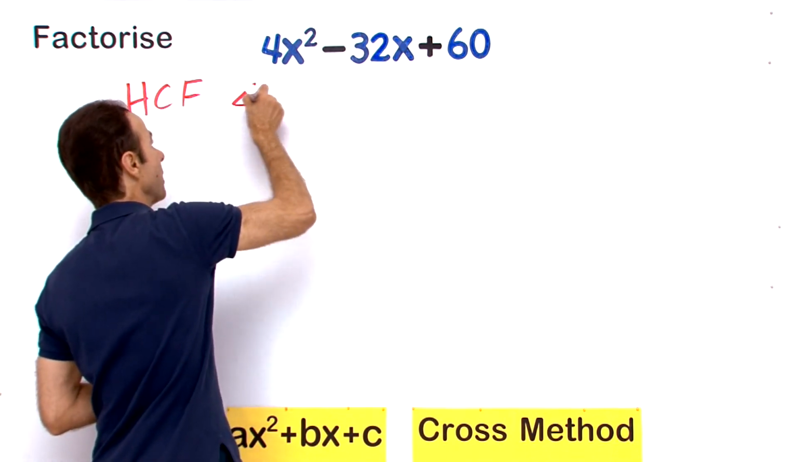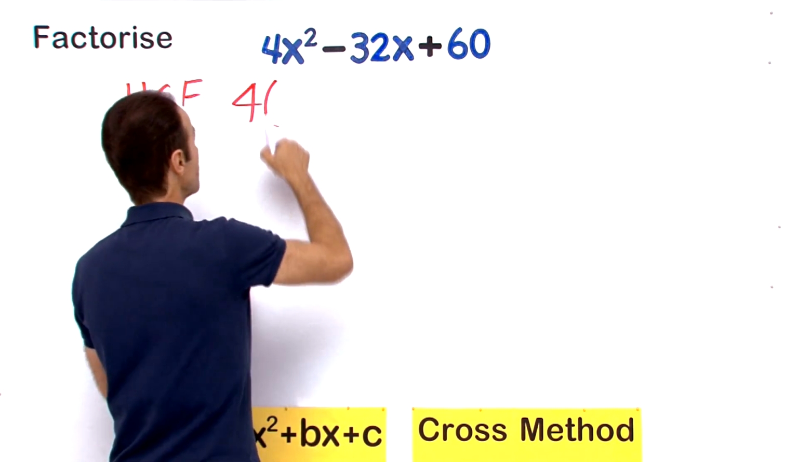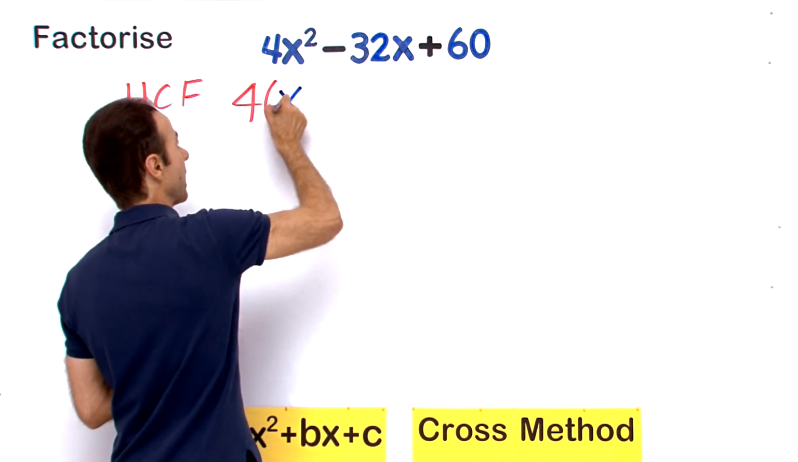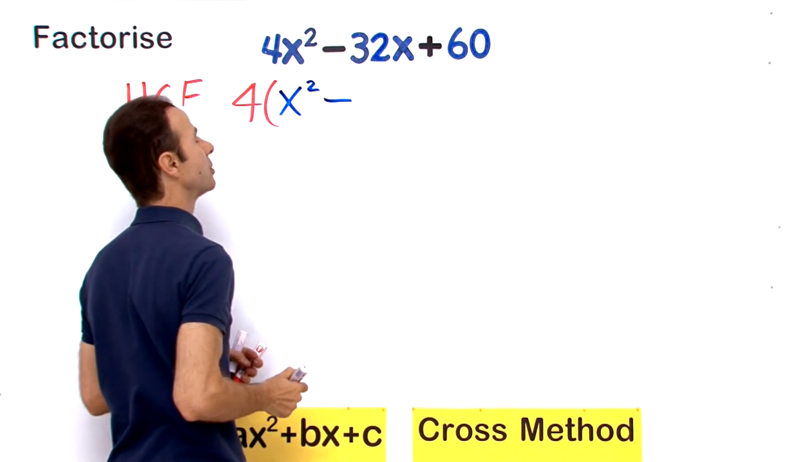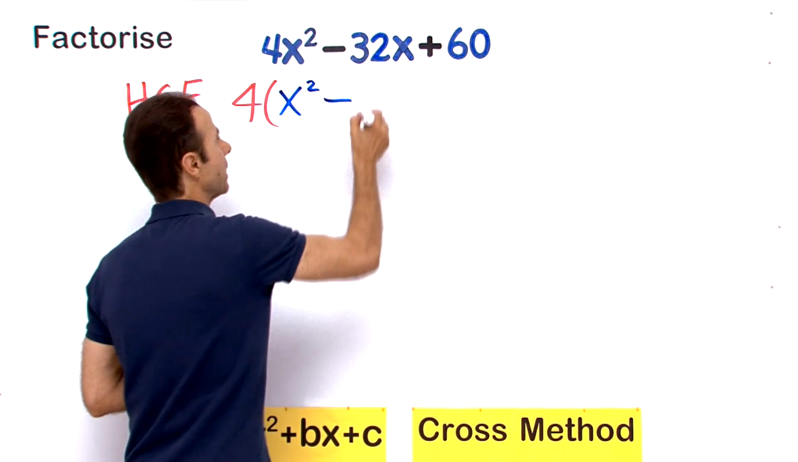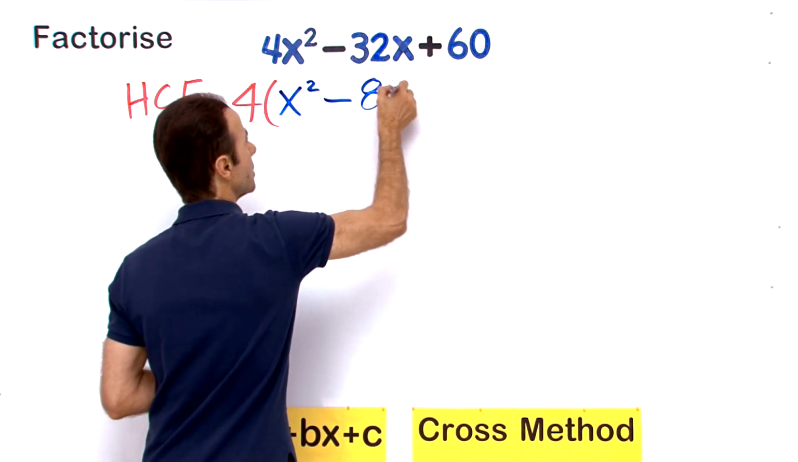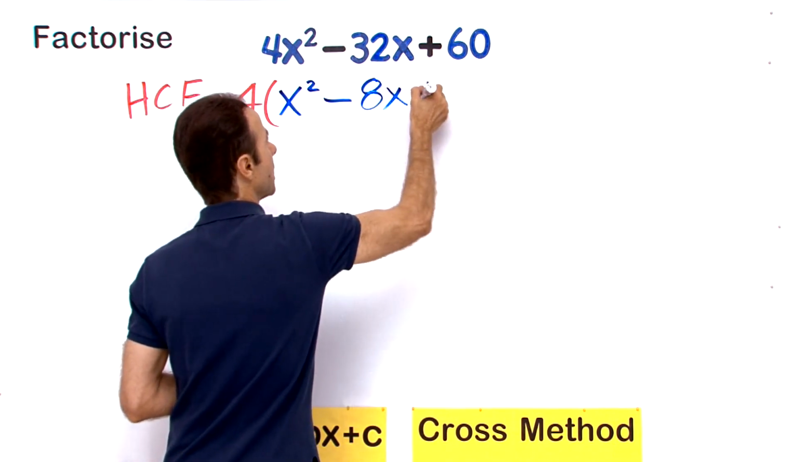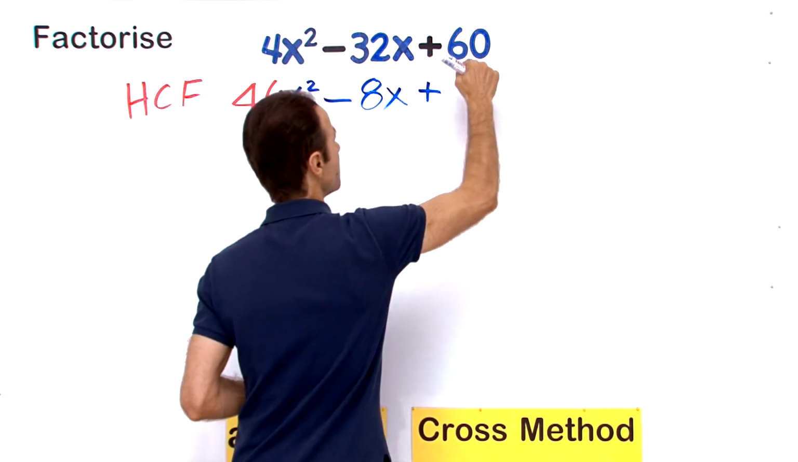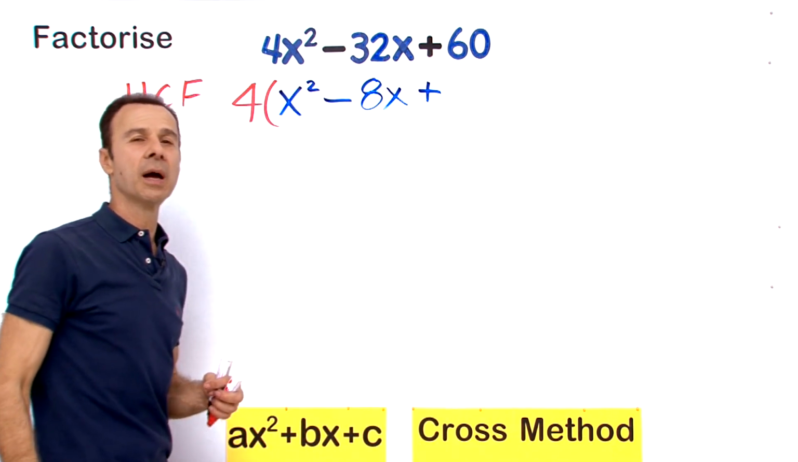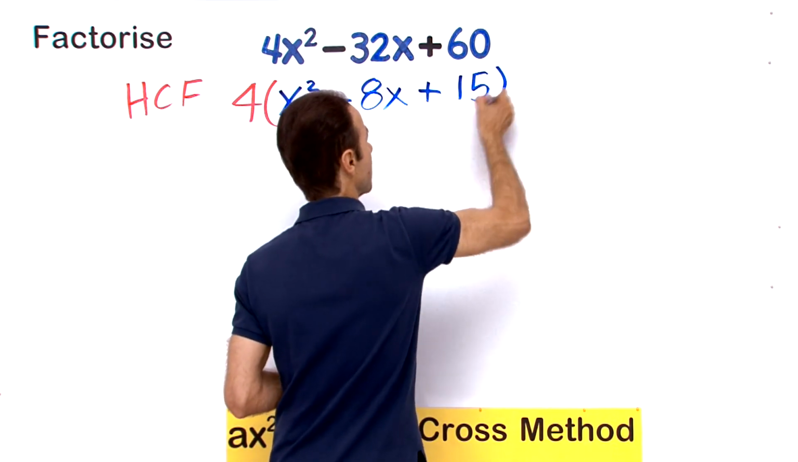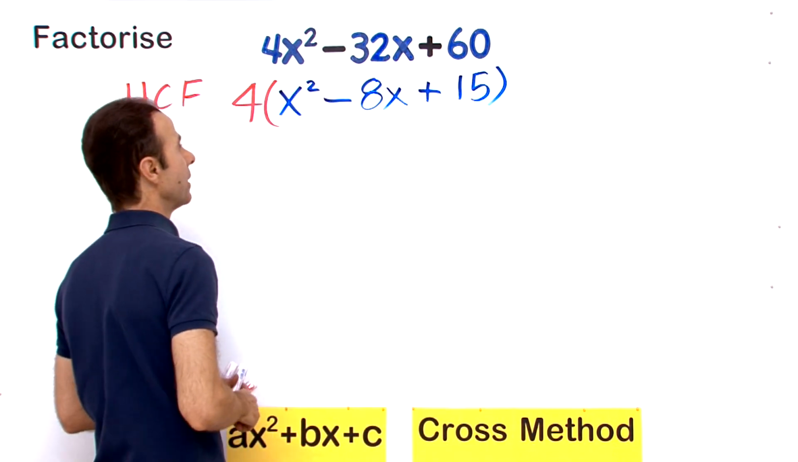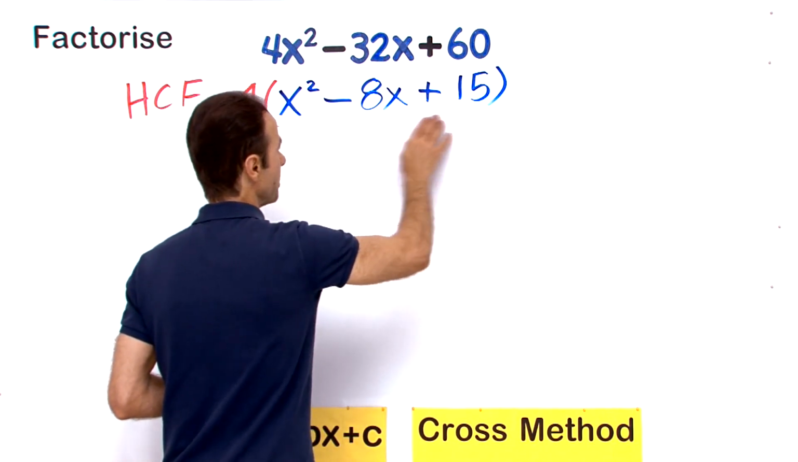So let's take 4 out, bracket. 4 times what gives me 4x squared? Well, that'll be x squared. Bring down the minus. 4 times what gives me 32? 4 times 8 is 32. So that's 8x plus 4 times what gives me 60? 4 times 15. 4 times 15 is 60. Close brackets. Okay, now we can use the cross method to work this middle part right here.